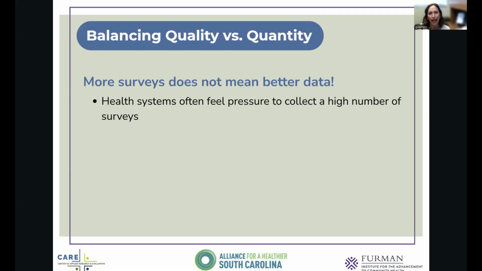But one of the things we've learned through our landscape assessment is that we get really hung up on having a really high number of surveys completed, right? A real high number, a real high response rate, which can be hard to calculate at times if we don't know what our denominator is. But there's this real pressure, right?